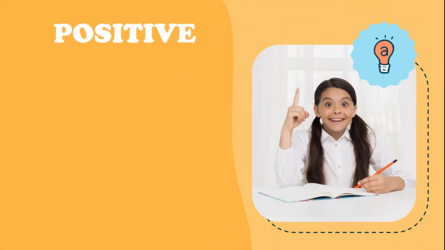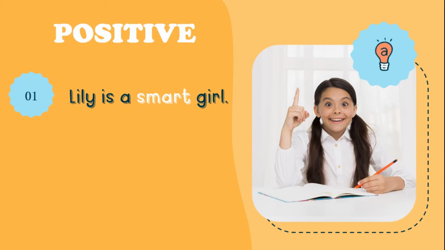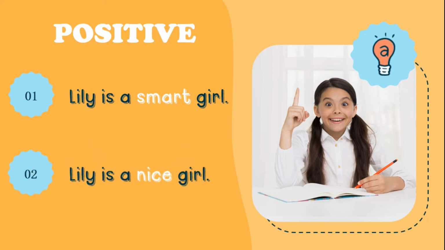Positive adjectives describe only one thing. Look at the example here. I can say, Lily is a smart girl. Smart is the adjective in this sentence. I can say, Lily is a nice girl. Nice is the adjective in this sentence.